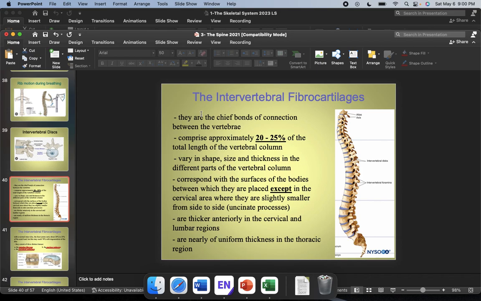The intervertebral discs are the chief bonds of connection between the vertebrae and make up about a fifth to a fourth of the height of the spinal column. They change in size and shape depending on where they're found, and they typically correspond with the surfaces of the bodies, except in the cervical area because of the uncinate processes found there. In the cervical and lumbar regions, because of our lordotic curves, they are slightly thicker anteriorly, and then through the thoracic region they are very uniform.